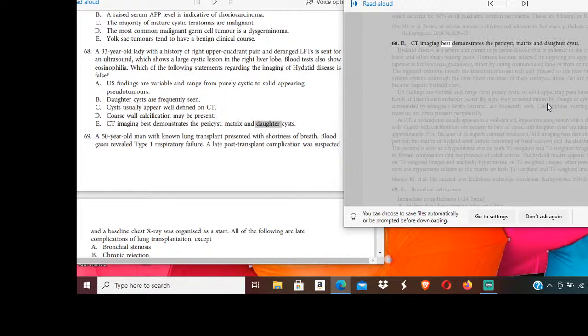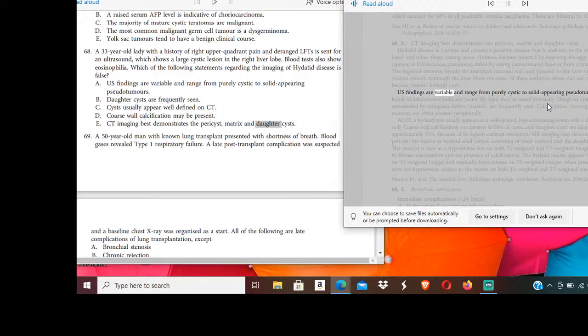68. E. CT imaging best demonstrates the pericyst, matrix, and daughter cysts. Hydatid disease is a severe and common parasitic disease that is endemic to the Mediterranean basin and other sheep-raising areas. Humans become infected by ingesting the eggs of the tapeworm Echinococcus granulosus, either by eating contaminated food or from contact with dogs. The ingested embryos invade the intestinal mucosal wall and proceed to the liver via the portal venous system. Although the liver filters out most of these embryos, those that are not destroyed become hepatic hydatid cysts.